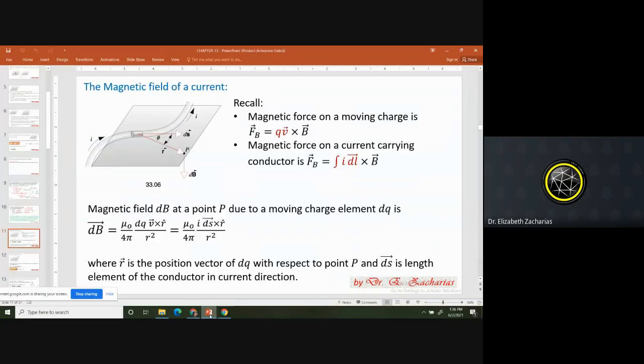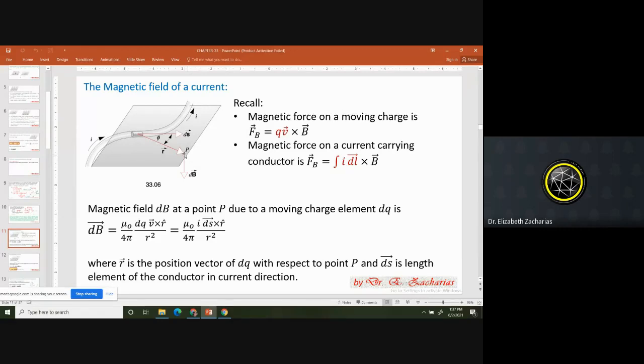Okay, so let's continue. We will take a small length element of this long current carrying conductor. Let the length of this be some ds. You can see the small piece. ds can be treated as a vector by drawing a tangent. If I draw a tangent, this arrow gives me the direction of the ds vector.